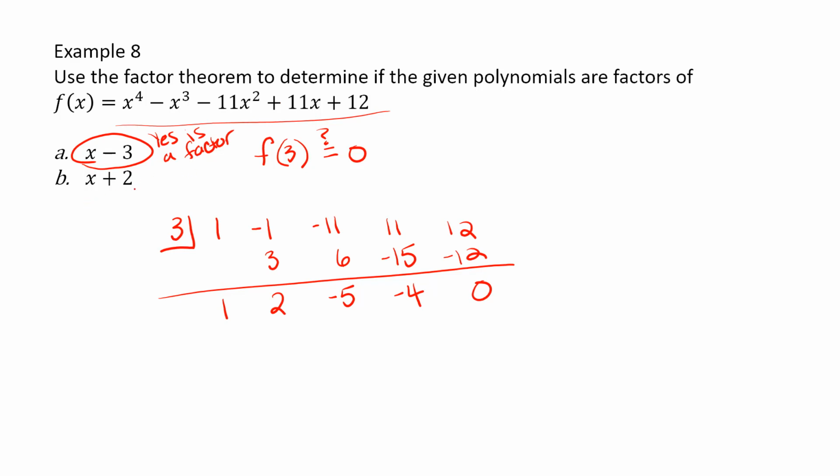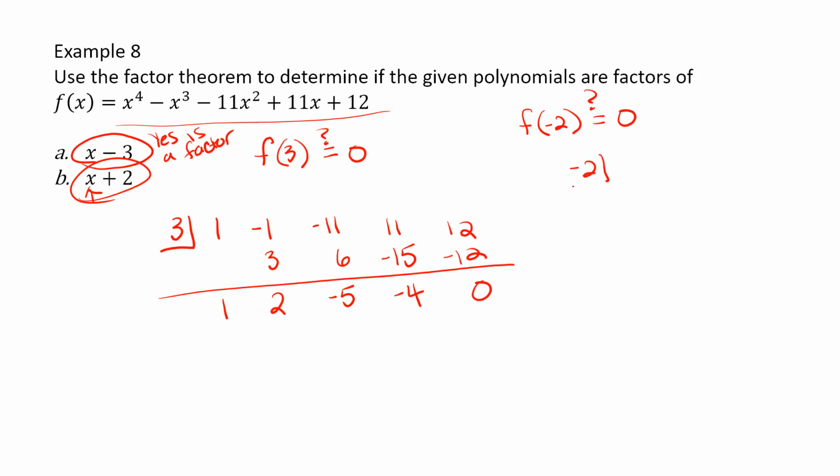x plus 2, let's see if that is a factor. To check if that's a factor, we have to see if f of negative 2 is a 0. Okay, remember you have to choose the number that makes this equal to 0. So we're checking to see, is f of negative 2 0? If it is, then x minus negative 2 is a factor. In other words, x plus 2 is a factor. So we're going to check it out.